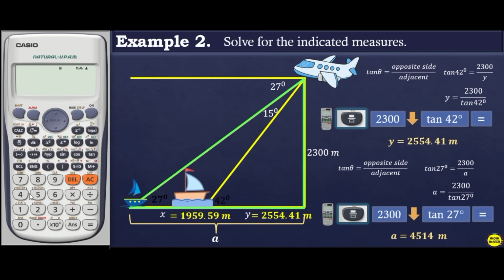pala. Ulit. So, we have 4,514. Ang ima-minus pala natin ay yung Y, sorry. 2,554.41. Okay, so that is 1,959.59 meters. So, ayun po siya. Okay, so ganun lang po ang gagawin. After nyo makuha, i-minus po natin yung Y para makuha natin yung X. So, we now have the value of X and Y.